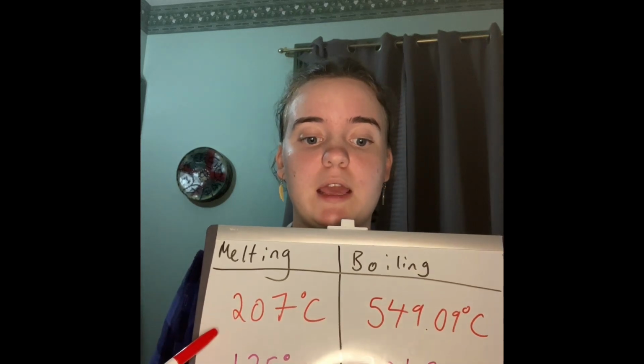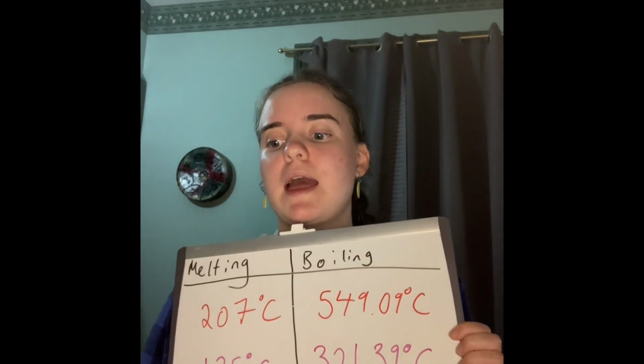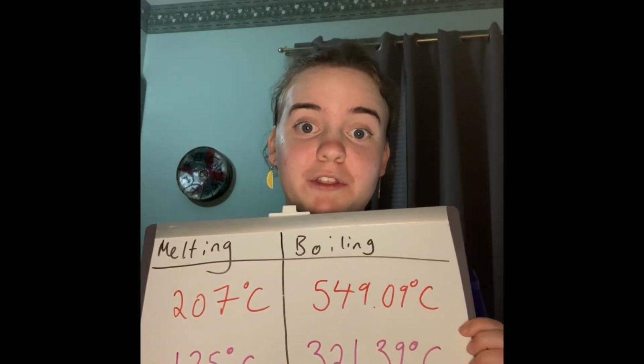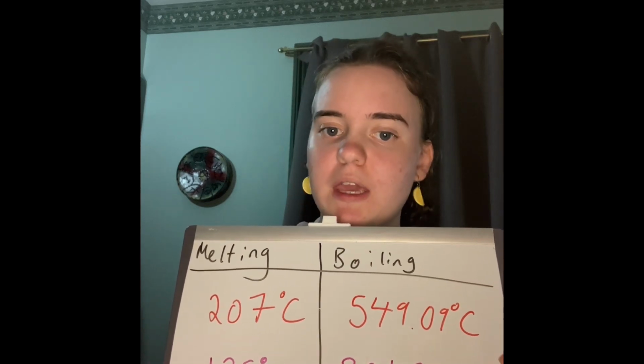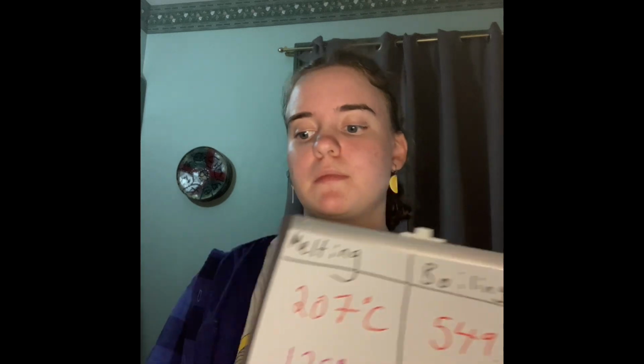And then our melting points and boiling points are always super important, so I have those here. For salicin, the melting point is 207 degrees Celsius and the boiling point is 549.09 degrees Celsius. And for acetylsalicylic acid, it's 135 degrees Celsius for the melting point and the boiling point is 321.39 degrees Celsius. Just so we have those in the back of our minds.